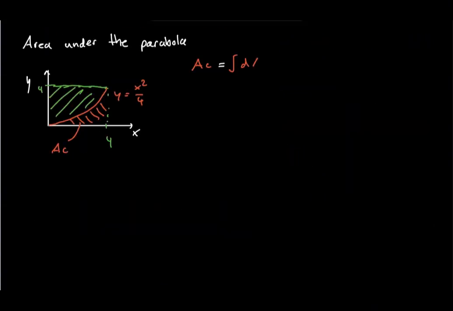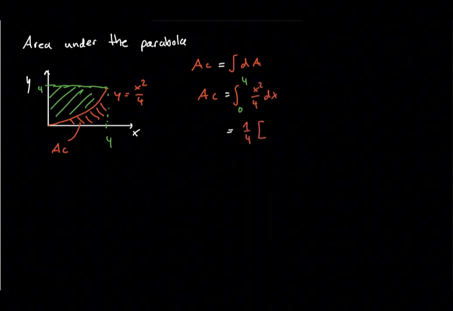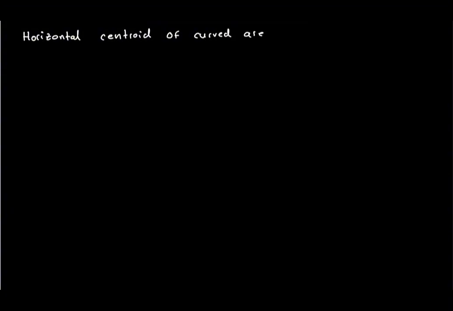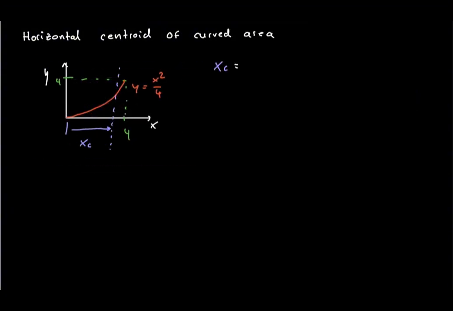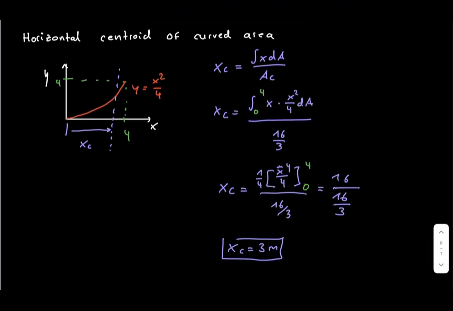We can now calculate the area underneath the parabola. We integrate x squared divided by 4 from 0 to 4. This gives 16/3 square meters. Next, we determine the horizontal centroid of this curved area. We integrate x times dA and divide by the curved area. Performing the integration gives a horizontal coordinate of 3 meters.